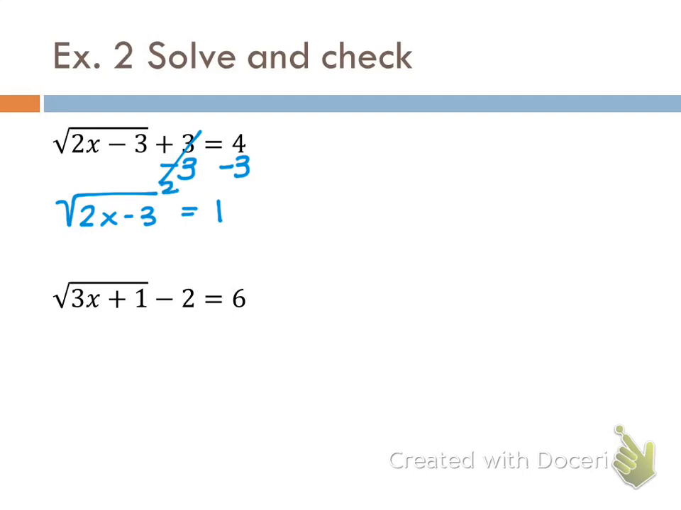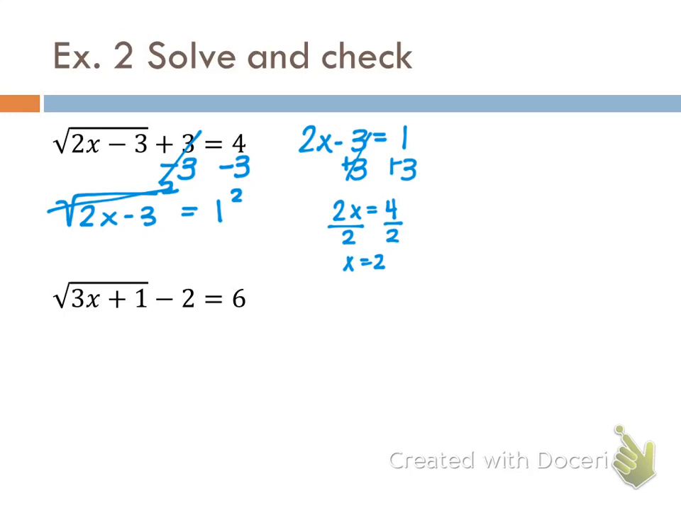So I'm going to square it here. That cancels that out. Whatever I do to one side, I got to do to the other. So now I have 2x minus 3 is equal to, what's 1 squared? 1. Now we just solve it like we would any other equation. What should I do first? Add 3. 2x is equal to 4. Then I divide by 2. And x is equal to 2.